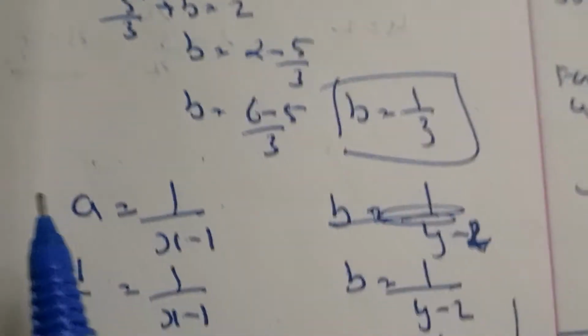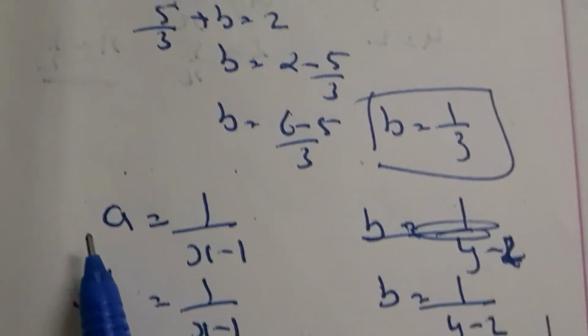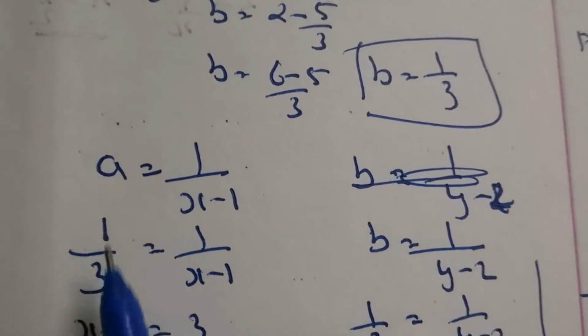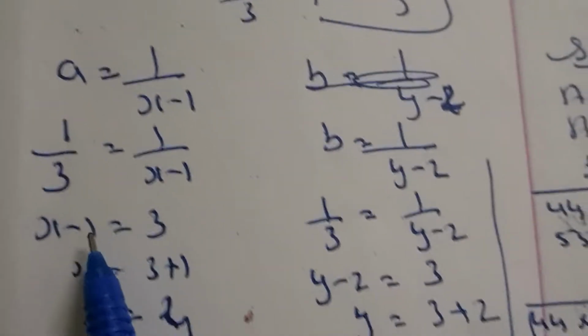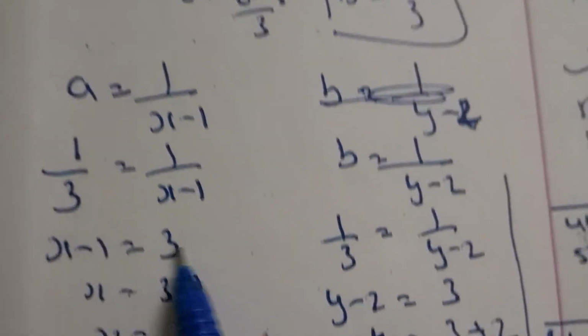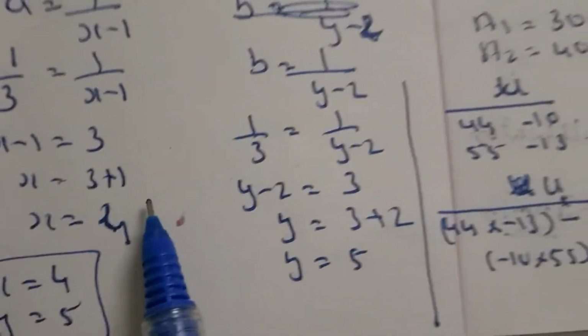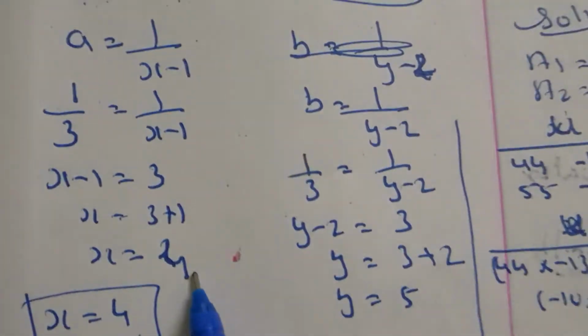Now dear friends, we have got the value of a and b, but a is nothing but 1 upon x minus 1. So a's value I have written as 1 upon 3. So it becomes x minus 1 is equal to 3. Minus 1 shifted to the right hand side becomes plus. So x is equal to 4.